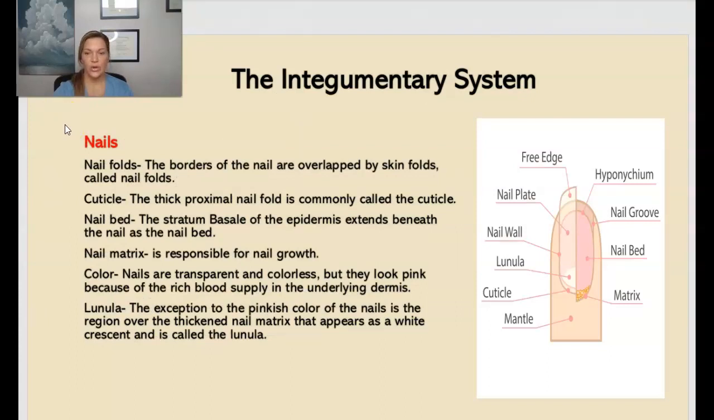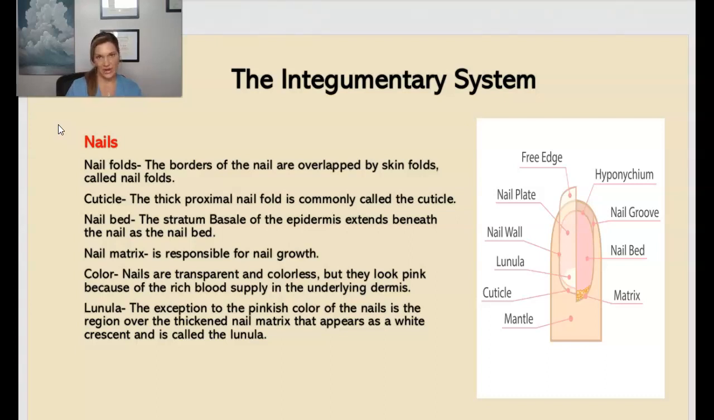Moving on to our nails. Nail folds are the borders of the nail that are overlapped by skin folds. We have the cuticle, the thick proximal nail fold. We have the nail bed. The nail bed is actually the stratum basale of the epidermis extending beneath the nail. The nail matrix is responsible for the nail growth.